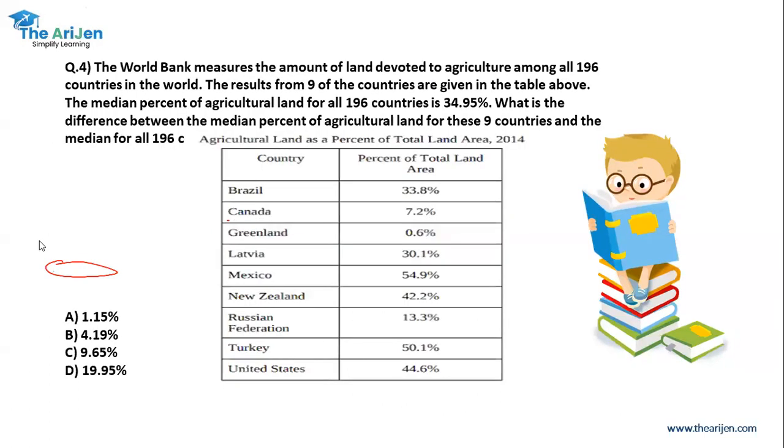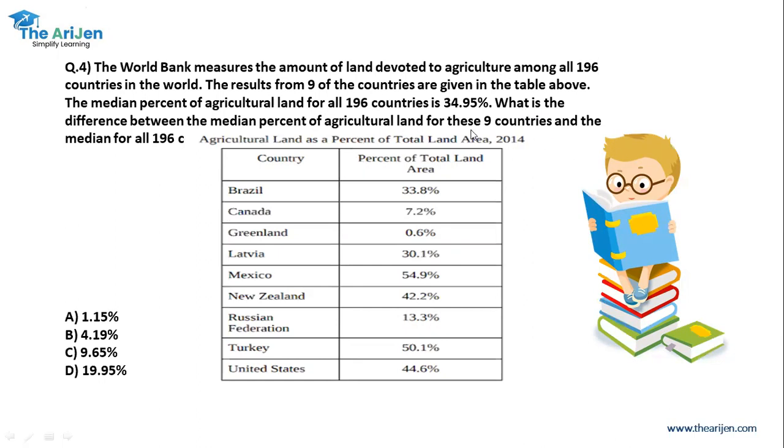Now we will move to the fourth question. Here you will read the question. It says that the World Bank measured the amount of land devoted to agriculture among all 196 countries in the world. The results from 9 of the countries are given in the table below, and the median percent of agriculture land for all 196 countries is 34 point this. So what is the difference between the median percent of agriculture land for these 9 countries and the median of all the other countries, right?